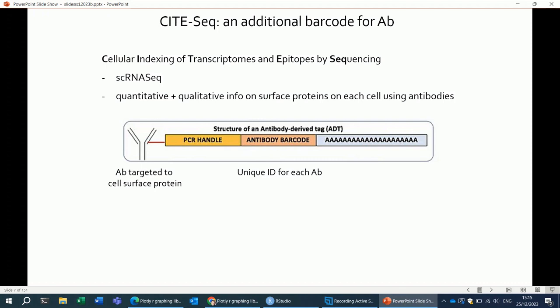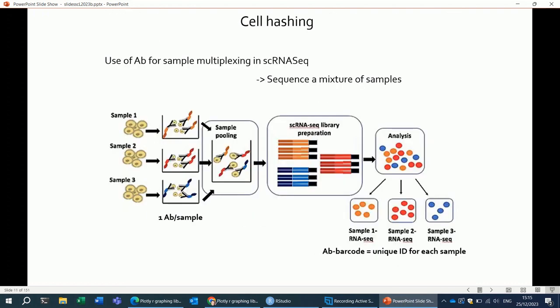So what you will get in this system is here a set of antibodies that target very general cell surface proteins. They are all linked to the same sequence that is specific for sample number 1. You have another set of the same antibodies, but this time they are linked to a sequence that is specific for sample number 2. Each set of antibodies is allowed to interact with the cells.